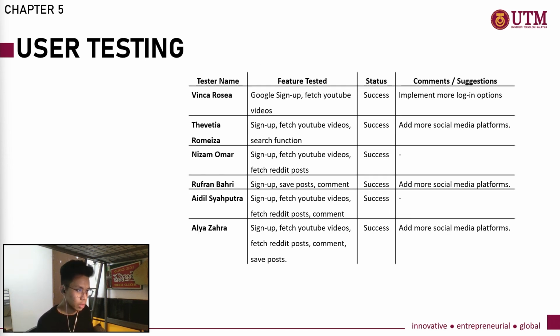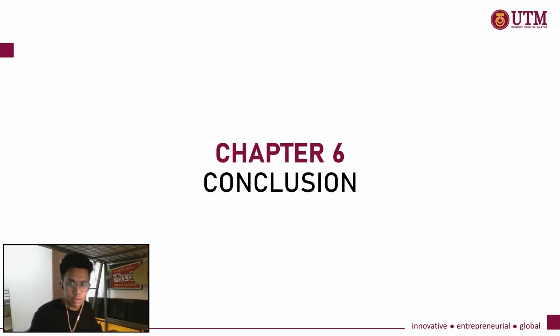User testing is here also listed with all the features they have tested, the status, and any comments they gave to improve the system. So chapter 6 is the conclusion of the project.